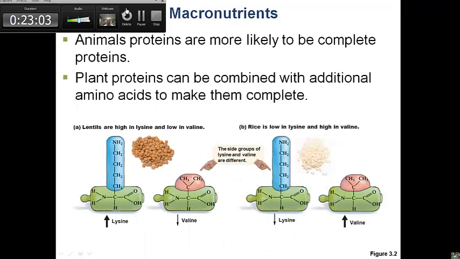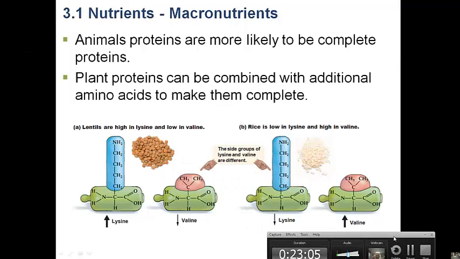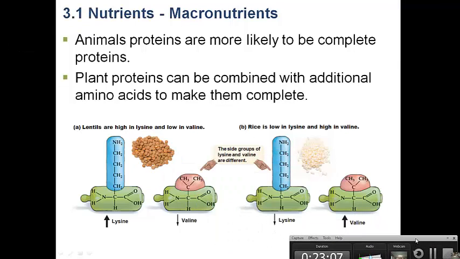So interestingly, when we look at animal and plant proteins, we see that the scenario is not exactly the same concerning essential and non-essential amino acids. Animal proteins are more likely to be complete. In other words, they're more likely to contain all those amino acids that are essential, the ones that we cannot synthesize, and therefore we have to take in via our diet.